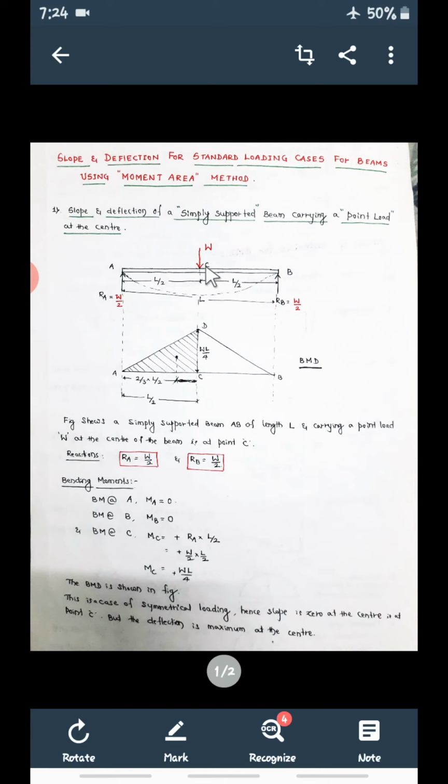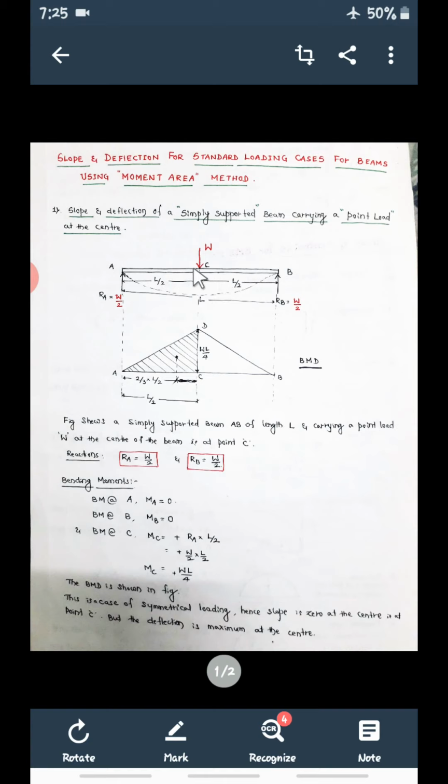Now see, whatever you are seeing as capital W is the point load acting at the center of the simply supported beam, where A and B are the two simple supports. So the load will be acting at the center. The total span of this simply supported beam is capital L. Then each half will be L by 2, and this is L by 2.